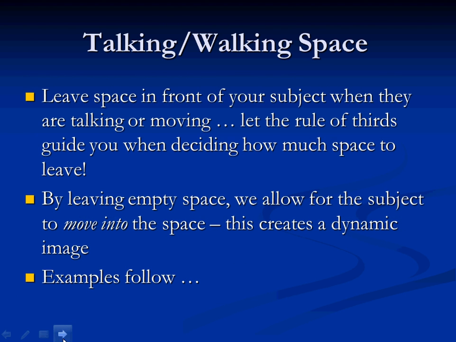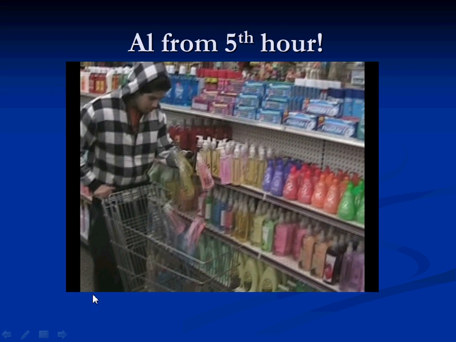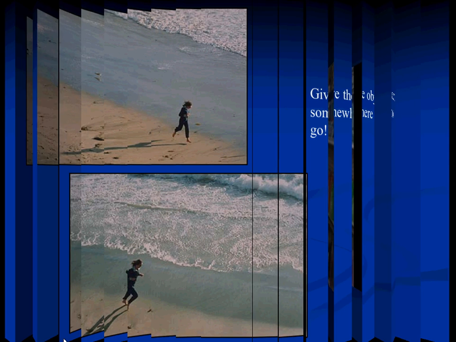Now the idea about headroom, or the rule of 1/3, also applies to talking or walking space. Let me just show you a picture. When someone's walking into your picture, you want to leave them extra space in front of where they're walking towards to suggest that they're going to move in this direction. So we put Al from a long time ago on the left side of the screen, and he's moving this side. This was actually a screen grab from one of the videos the kid shot.